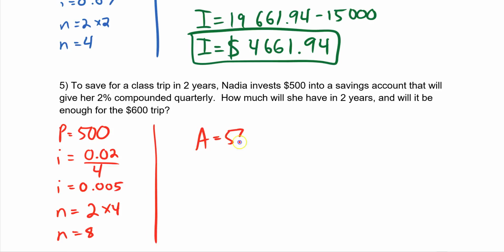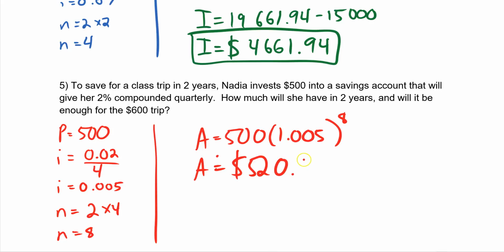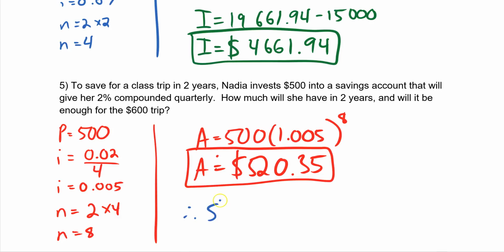So piecing together our equation, 500 times 1.005 to the power of 8 will give us a total of $520.35. Now, the question does not just ask you how much will she have, it also asks, will it be enough for the $600 trip? So I would like a concluding statement to a question like this. So therefore, she will not have enough for the $600 trip.